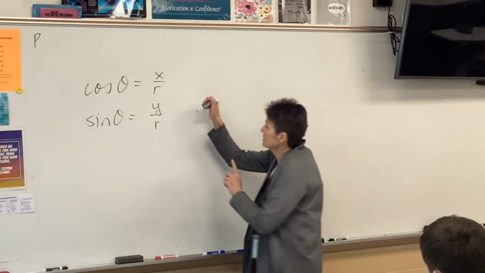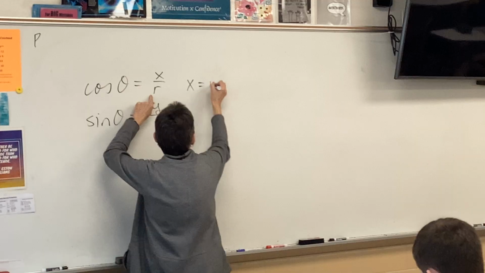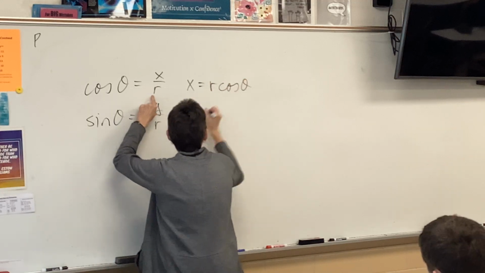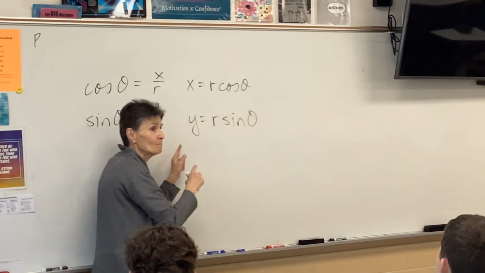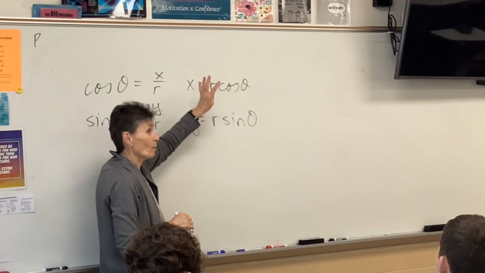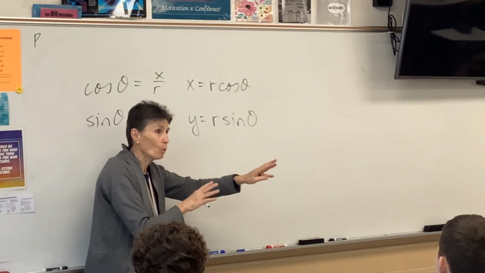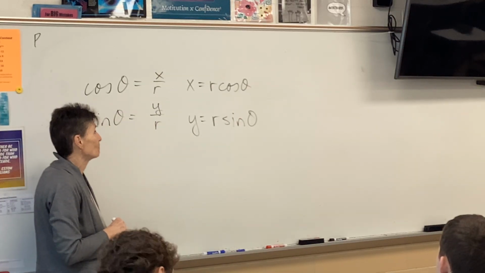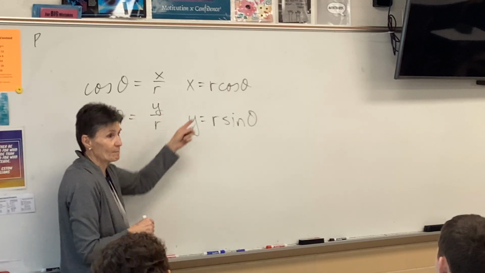Those equations can be written differently. x equals r cosine theta and y equals r sine theta. Would you agree with that? We are going to use the equations in this form when we get to polar coordinates later on in this unit. But for now, let's just recognize that these are equivalent statements.